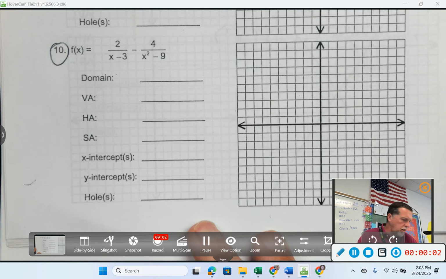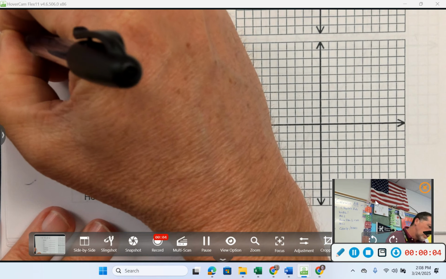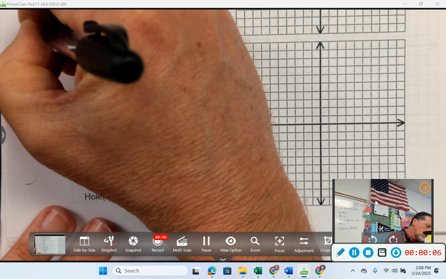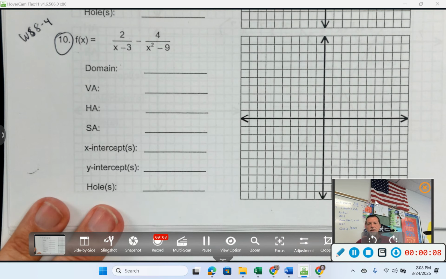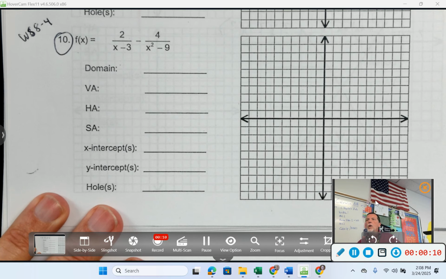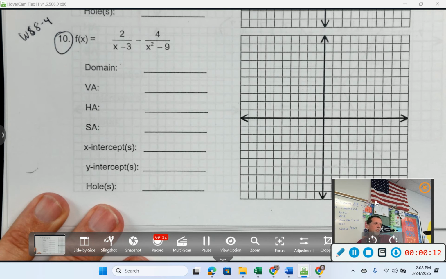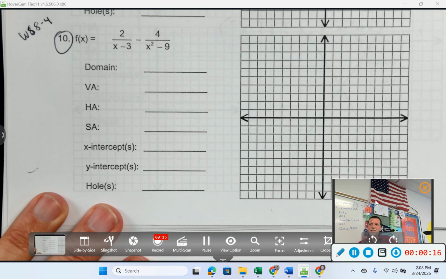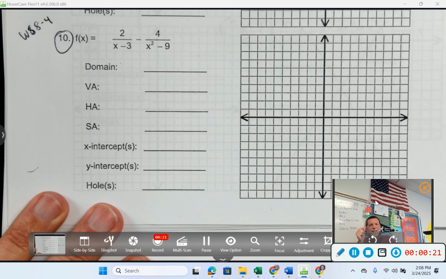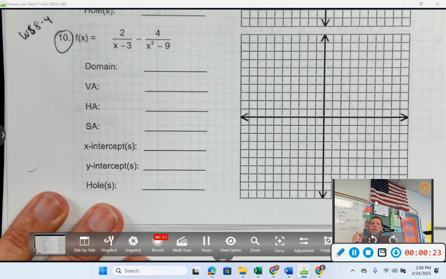All right, so this is worksheet 8-4. Obviously number 10. What do you want to do first on number 10? I.e., why did I pick this problem to do? I need to simplify. I need to add those fractions. And in order to add fractions, I need a common denominator.